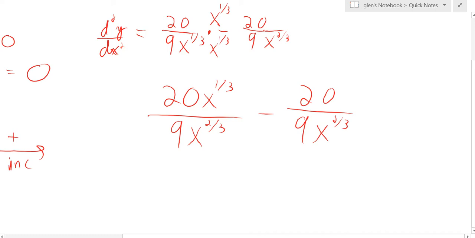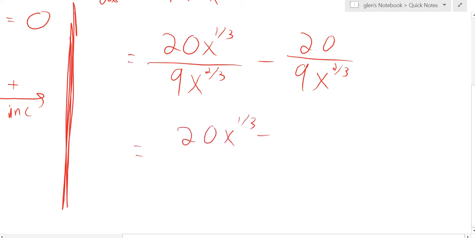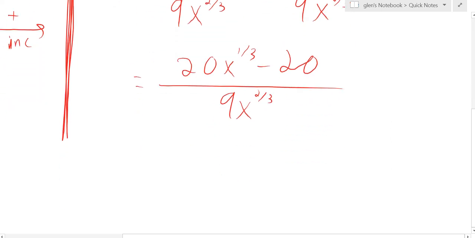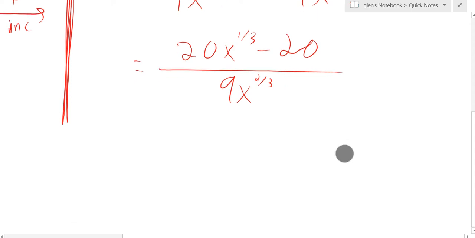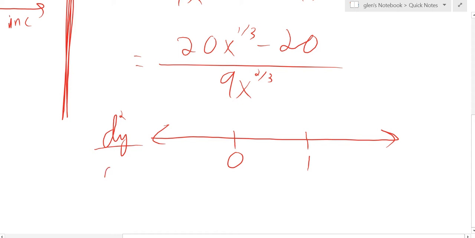And since we have a common denominator, we can piece this all together. Our second derivative, I'm going to draw a big line here to separate my first derivative stuff. Our second derivative is going to be 20x to the 1/3 minus 20 over 9x to the 2/3. And you can factor a 20 out of the numerator here, but I hope you guys can see right from this point that 1 is what's going to make that 0 up top there. Okay, so 1 is going to my number line, as is 0, because that makes the denominator 0. And right next to my number line, I'm going to write d squared y over dx squared, so I remember I'm testing the second derivative here.